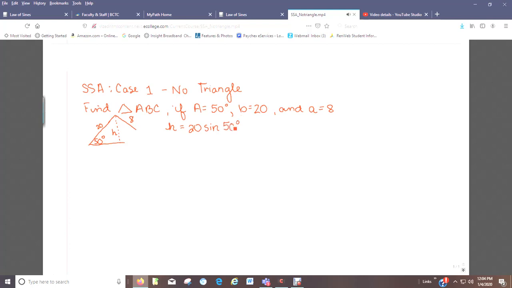And if we put 20 sine of 50 degrees into our calculator, it tells us the height of this triangle is 15.3. Let's notice that this side that's opposite of A is 8. There's no way that it can connect with this bottom if the height of the triangle is 15.3. So, if the side that is opposite the angle, in this case A, is less than our height, then there is no triangle. And we're done. There's nothing to find.